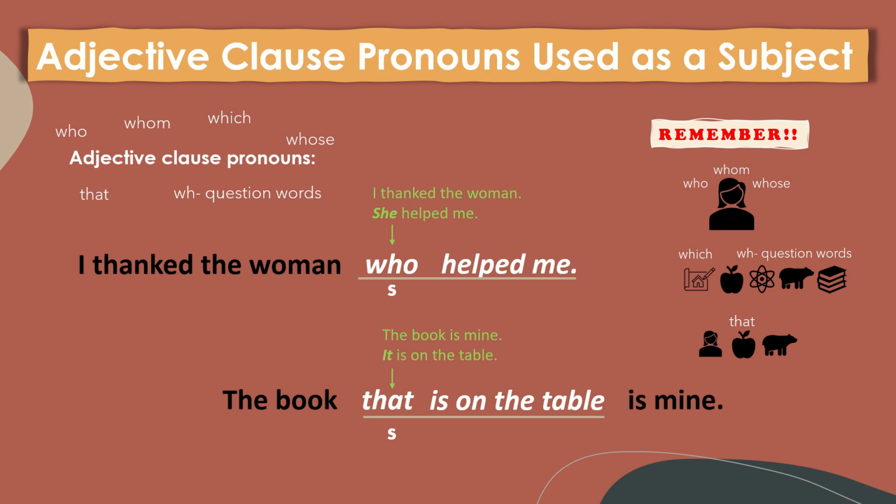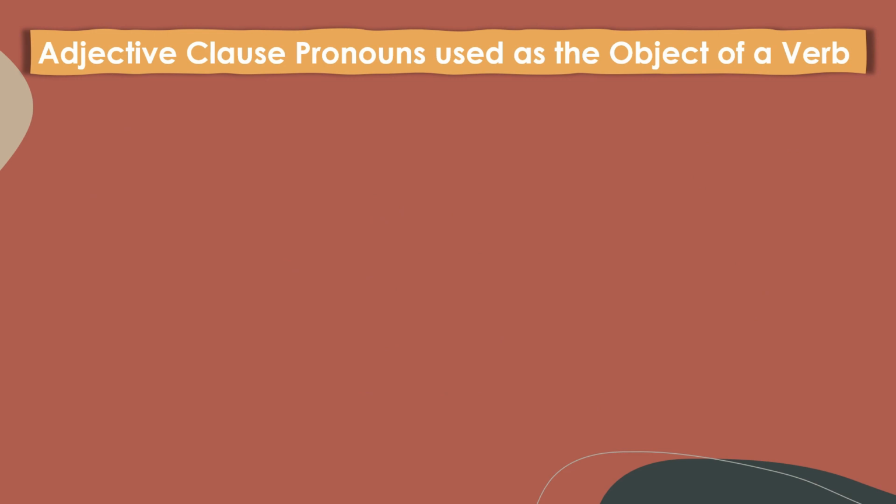You have to remember that. And since that can be used for both people and things, you can replace who with that. And look, you can use which also for things here. That and which are replaceable. Okay, so now, adjective clause pronouns that are used as the object of the verb.